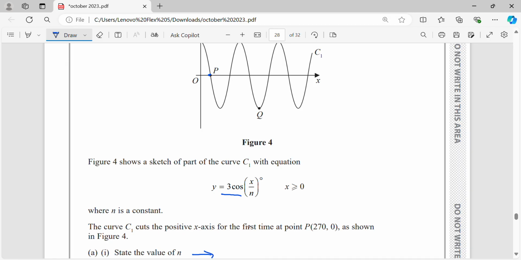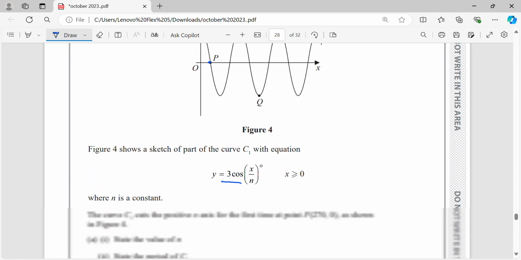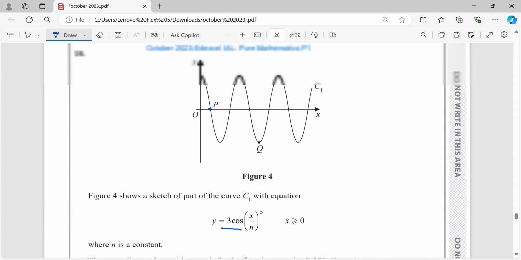So what is n? We need to tell here how much the graph is compressed or stretched. If we look at the equation, it says y = 3 cos(x/n). So the amplitude here is 3. This is the amplitude that tells us how tall or short the graph is. So this is 3 and here it is -3.